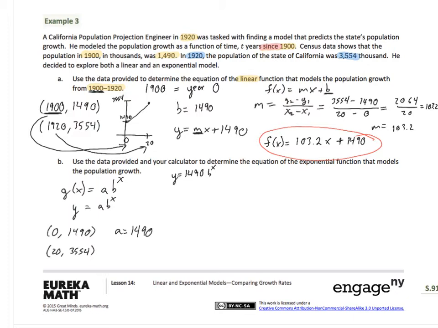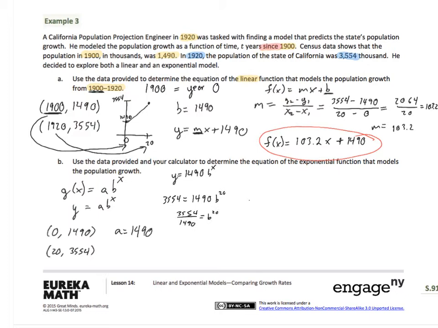And again, we're going to figure out that b by using the second coordinate. So let's plug in our y value: 3554 equals 1490 times b to the, what is the x value right there? It would be 20. Ooh, that's a big exponent. Let's see how we can handle that. Well, let's go ahead and solve for b. 3554 divided by 1490 equals b to the 20th.